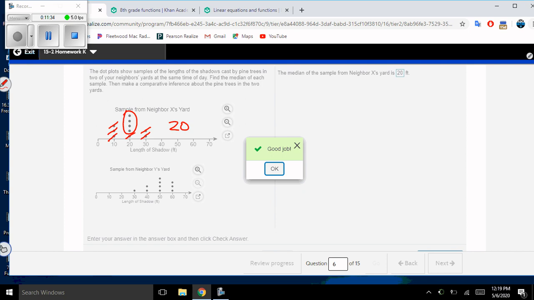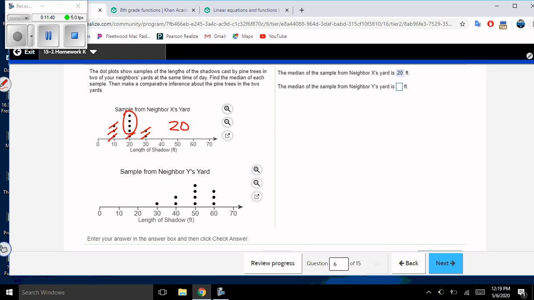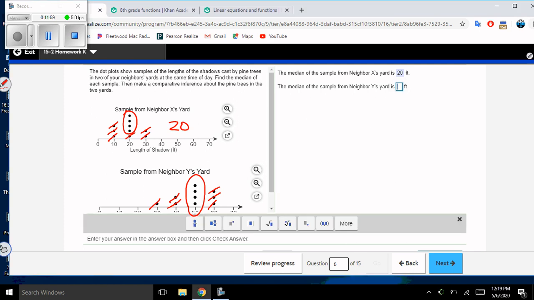Good there. Now we're going to move on to neighbor Y. As I move on to neighbor Y, I'm going to do the same thing. I'm going to cross off my 30 on the low end, a 60 on the high end, a 40 on the low end, a 60 on the high end, a 40 on the low end, a 60 on the high end, and so that leaves us with nothing but 50s. And so in this particular case, this would be 50 feet.